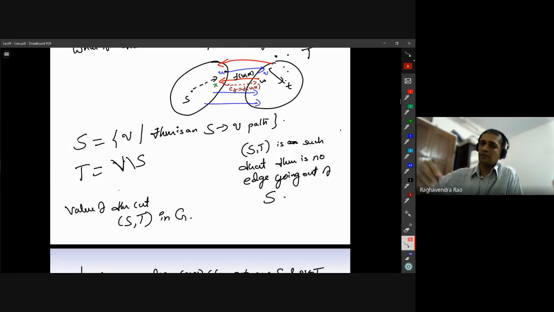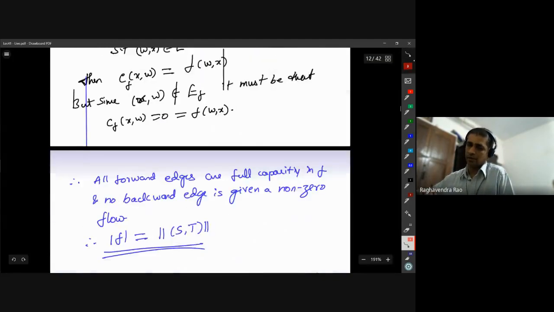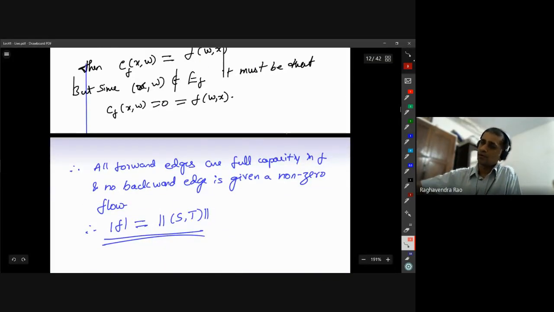So in other words, if you look at this subset, the outgoing flow is the sum of the capacities of the edges which go out, and the incoming flow is 0. So the net outgoing flow from S should be equal to the sum of the capacities. That's a small exercise, of course. I haven't proven that part, so I'll leave it as an exercise.